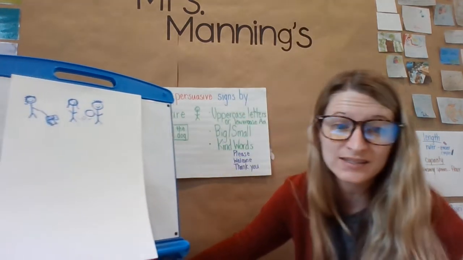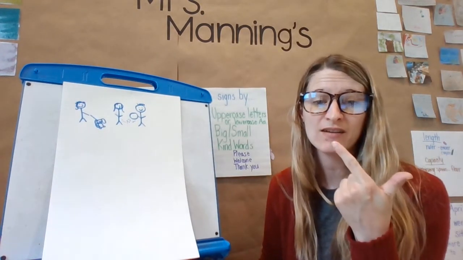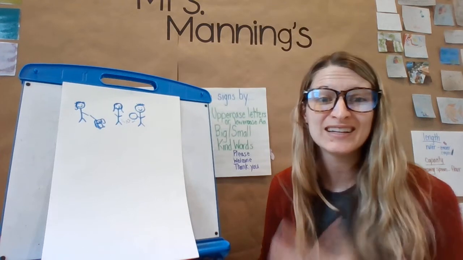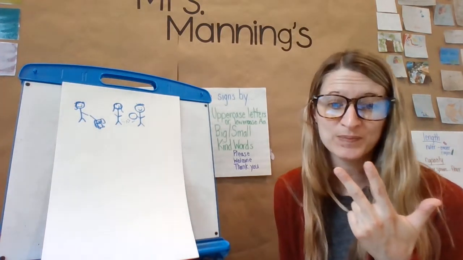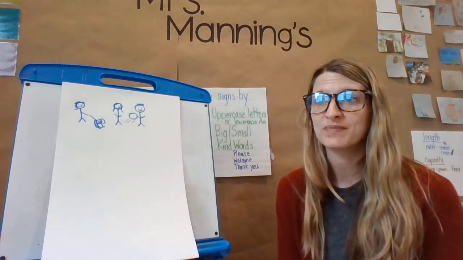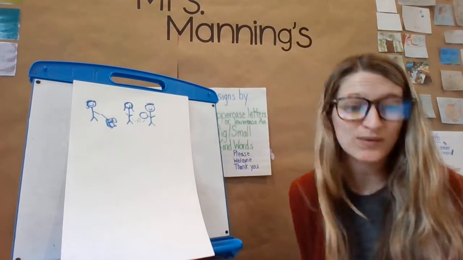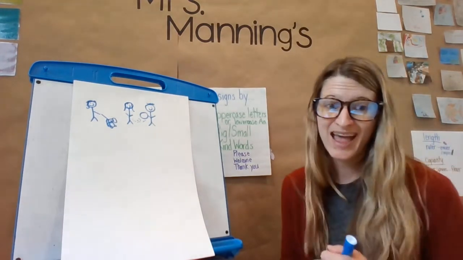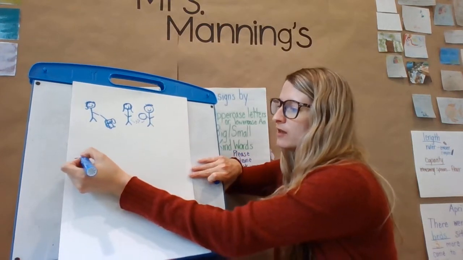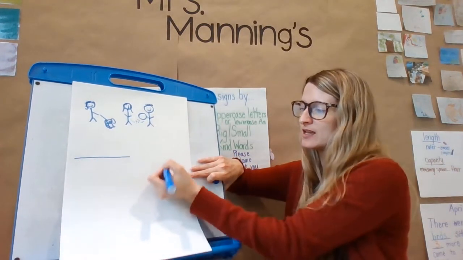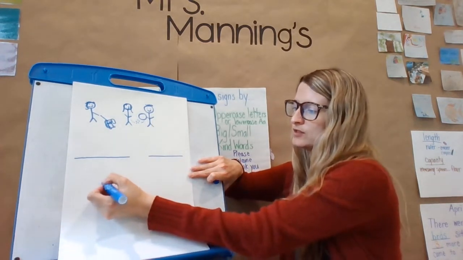What do I want the people in my neighborhood to do? Please drive slow. Say that with me. Please drive slow. How many words do I have in my sentence? 3. So I need to write 3 words, and you're going to write them with me. So I'm going to draw the lines for my words. Please drive slow.